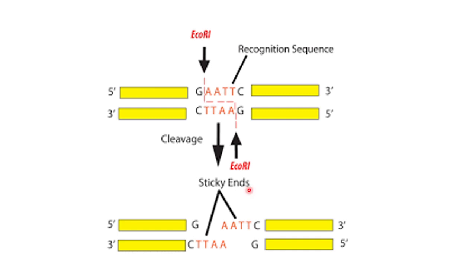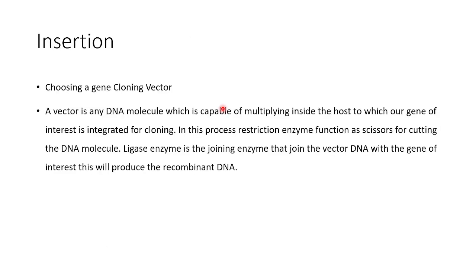But when there is a symmetric cleavage, then we get blunt ends. So we get blunt ends, and then we have to put in a linker, and then we can join it, but the total functioning of this is absolutely the same.